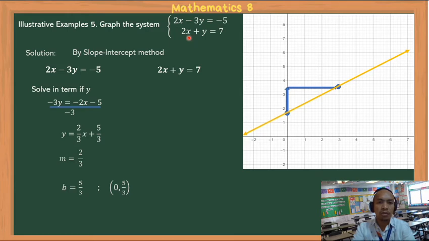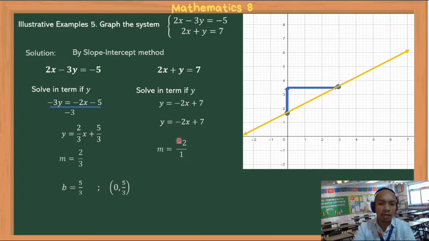So the next equation, 2x plus y is equal to 7. So y is equal to negative 2x plus 7. Since this is already y, our slope is negative 2 over 1, or that is negative 2. But take note, any number has a denominator of 1. That is why we take the slope as negative 2 over 1. And the y-intercept is 7. So therefore, the ordered pair is 0 and 7.